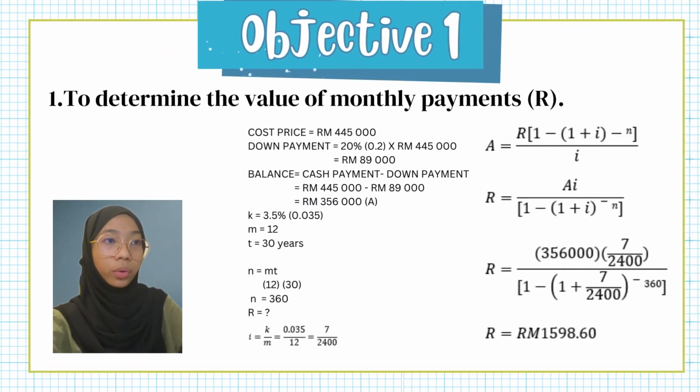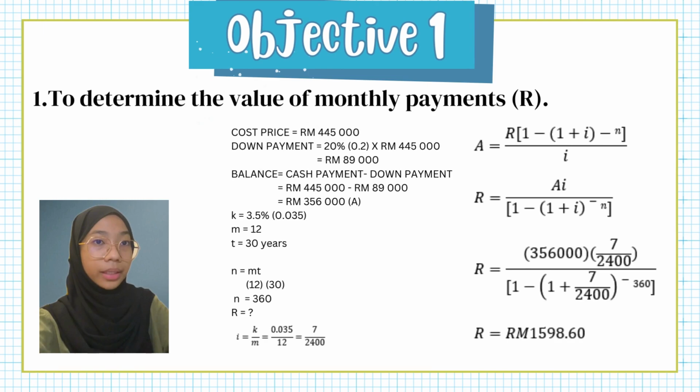Objective number 1 is we need to determine the value of the monthly payment, equal to R. The cost price is 445,000 ringgit. The down payment equals 20%, in bracket 0.2, multiplied by 445,000 ringgit, and we get 89,000 ringgit. So we need to find the balance. The balance equals cash price minus down payment. So we get 356,000 ringgit, equal to A.